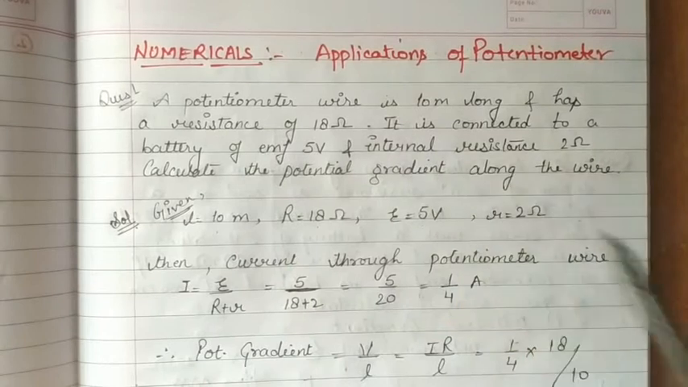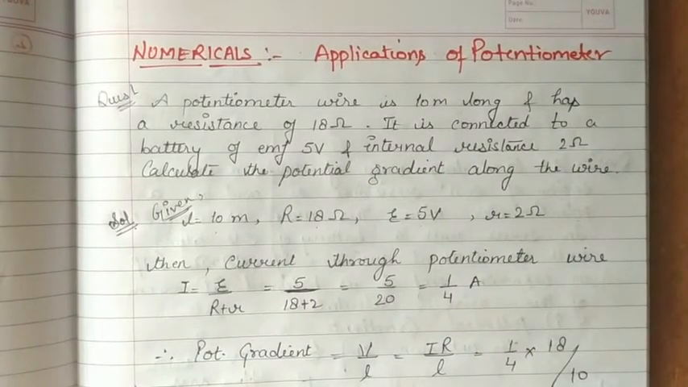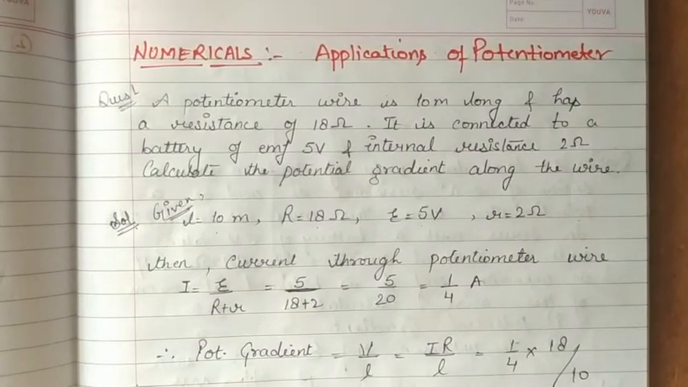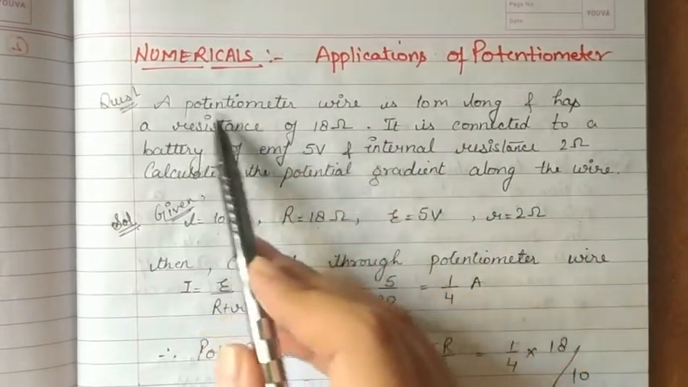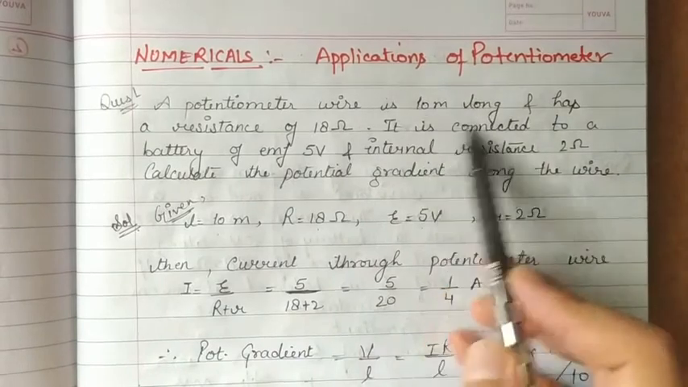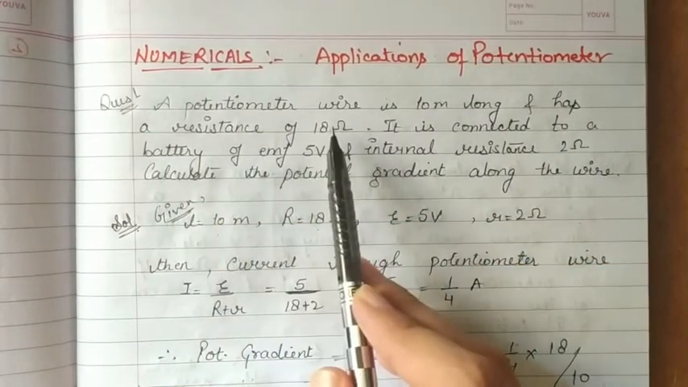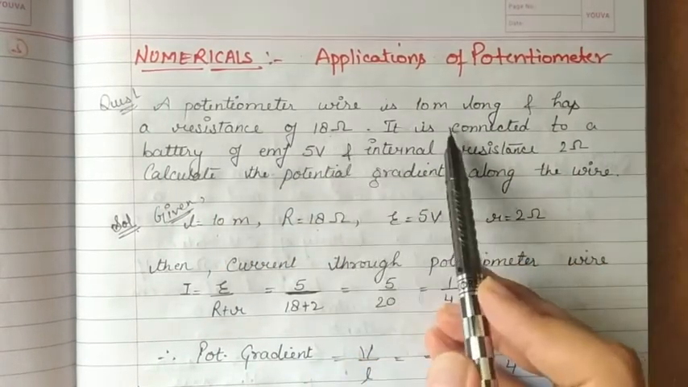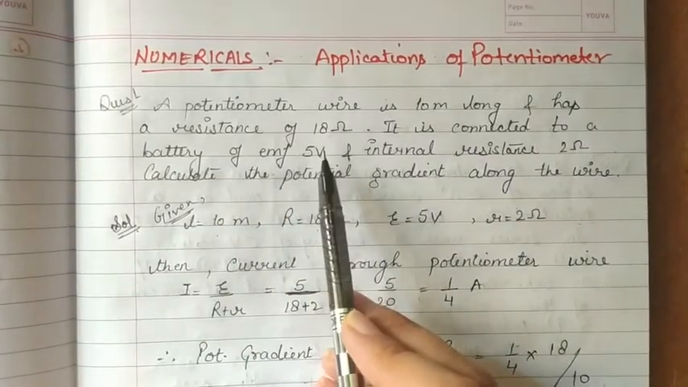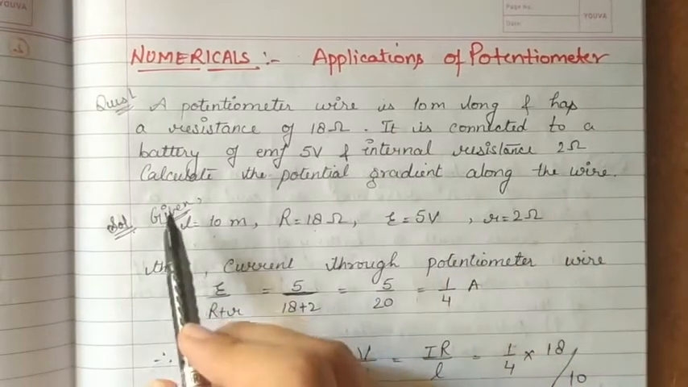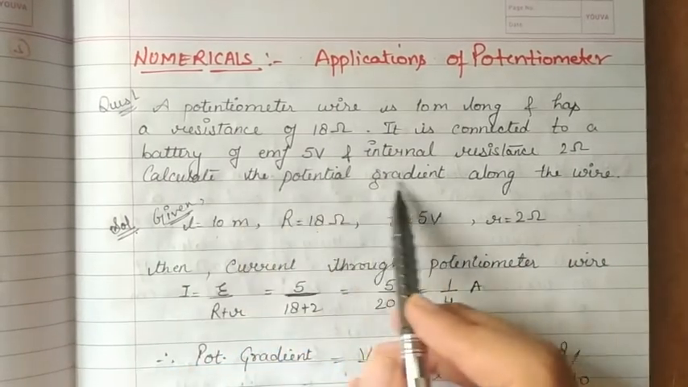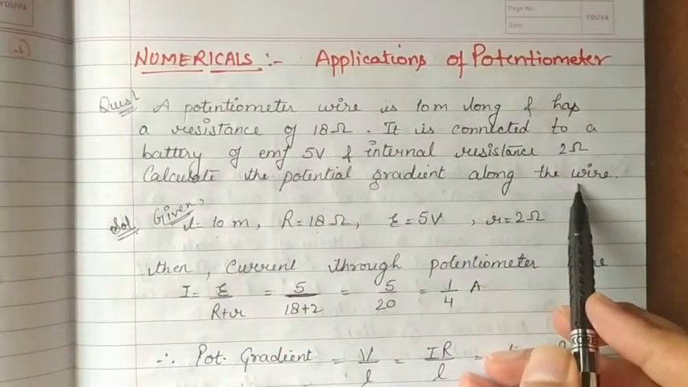So question number first says that if we have a potentiometer wire 10 meter long and has a resistance of 18 ohms, means a potentiometer wire which is 10 meter long have a resistance of 18 ohms connected to a battery of EMF 5 volts and internal resistance 2 ohms. So we have to calculate the potential gradient along the wire.